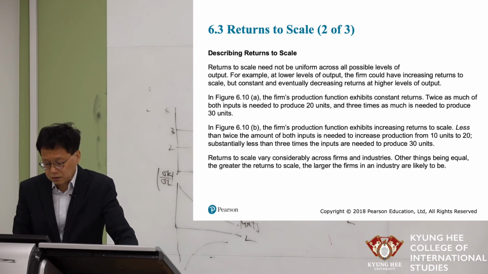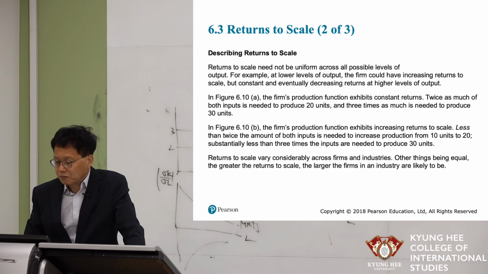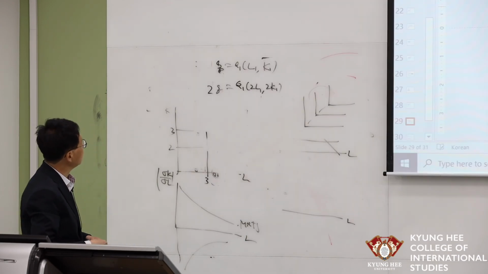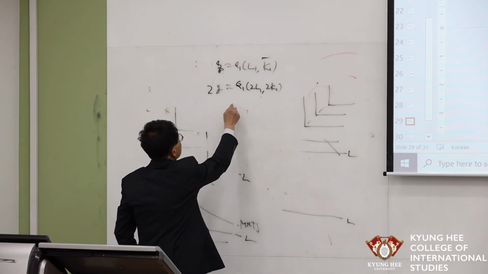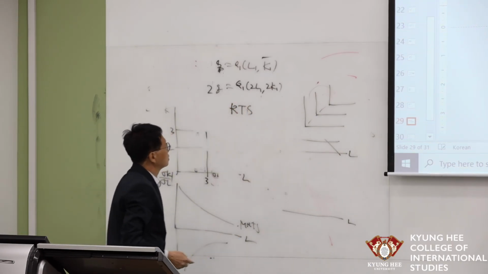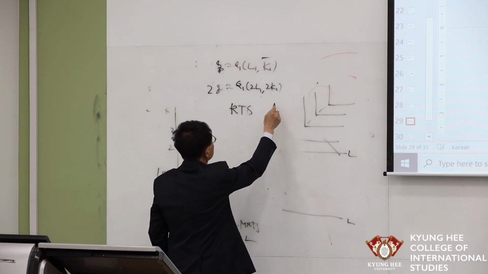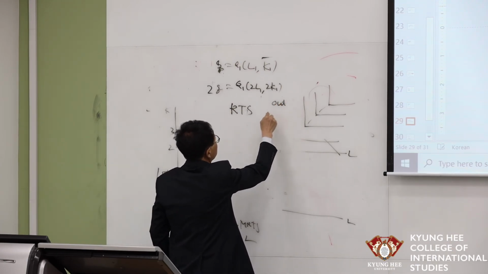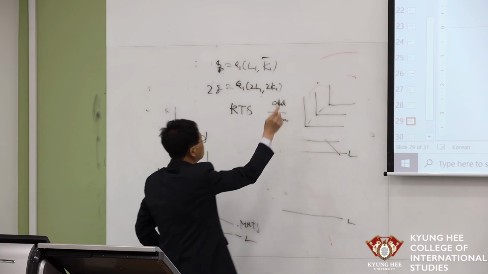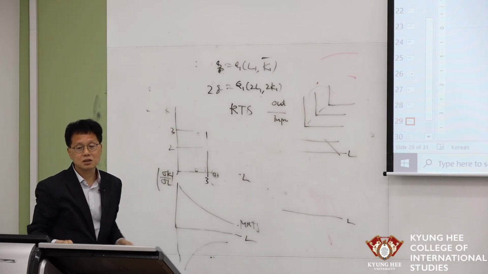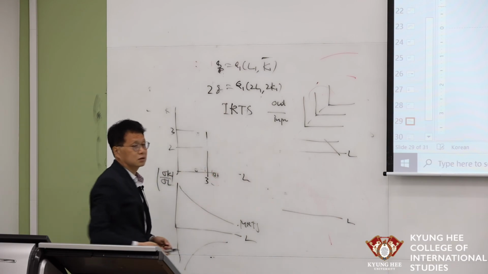Returns to scale need not be uniform across all possible levels of output. For example, at low levels of output, the firm could have increasing returns to scale but constant and eventually decreasing returns at higher levels of output, right? So returns to scale is the relation of output change when input changes. Input doubled, output more than doubled. That is increasing returns to scale, right?